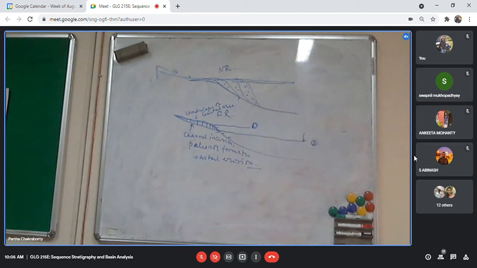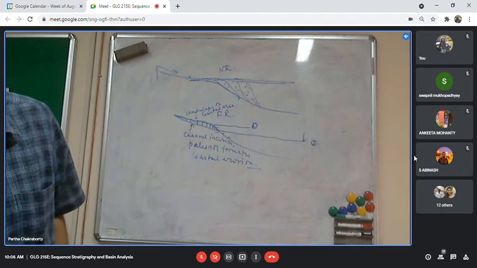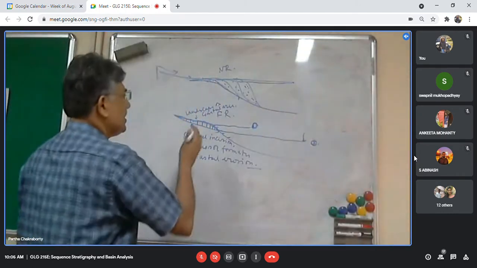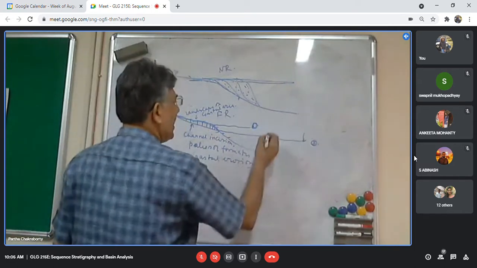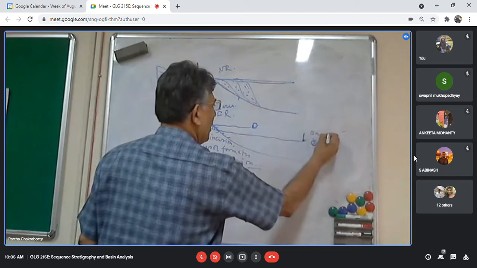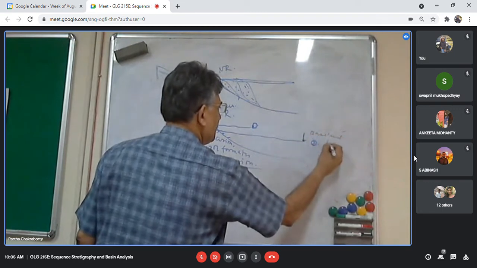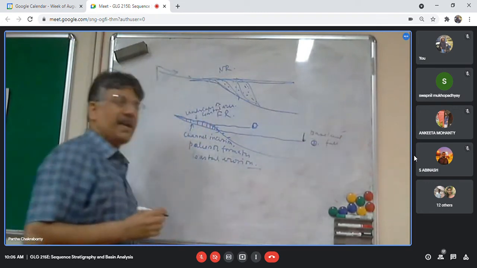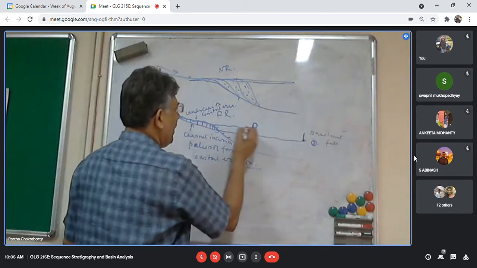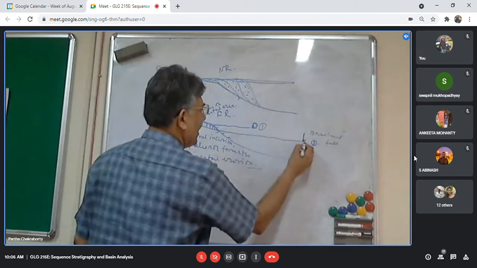Okay. So if you see the diagram on the board, there are two diagrams which I have drawn. This is the first case, where there is a relative sea level fall, what we call the base level fall. Now, what is base level fall? When you have a base level fall, your base level comes from here to here.